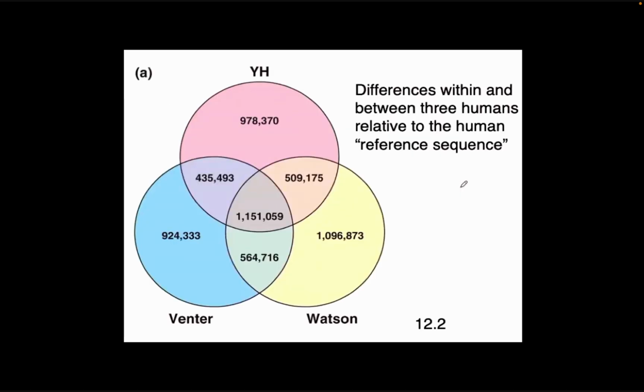In some of the initial analysis, just to show you this difference, this is a three-way Venn diagram. It compares the genomes of three individuals that have been sequenced, comparing each to a reference genome, and also shows where they overlap each other in variation.